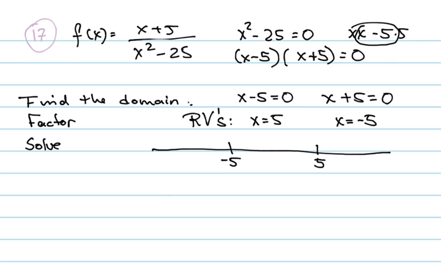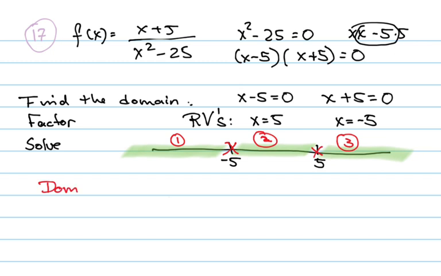Now, our function has a domain that's good on the left side, then we have in between, and then we go on the right side. So if we have two RVs, we have a 3-part domain. There are 3 parts to the domain. The -5 is bad and the +5 is bad.